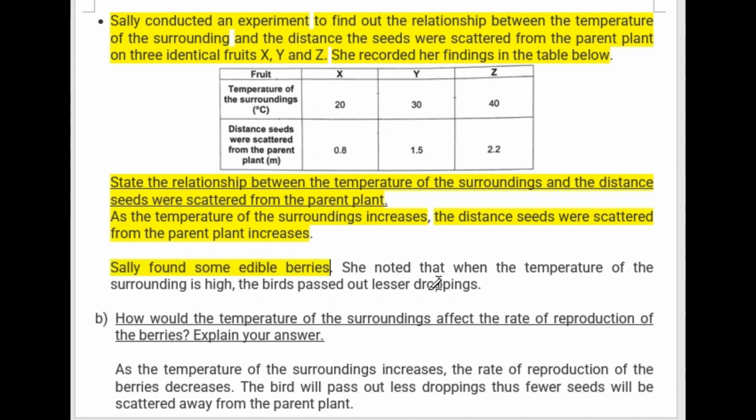Sally found some edible berries. She noted that when the temperature of the surroundings is high, the birds passed out fewer droppings. B. How would the temperature of the surroundings affect the rate of reproduction of the berries? Explain your answer. As the temperature of the surroundings increases, the rate of reproduction of the berries decreases. The birds will pass out fewer droppings, thus fewer seeds will be scattered away from the parent plant.